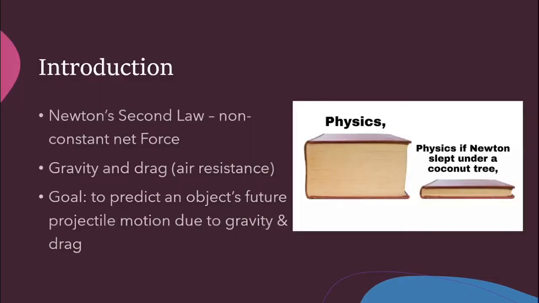So to begin with, we'll be using Newton's second law to analyze the motion of an object with a non-constant net force acting on it, with those forces being gravity and drag. And the reason why we're interested is because using the models that we set up here, we can predict any object's future projectile motion due to gravity and drag, such as a football, missile, bomb, or even an apple.